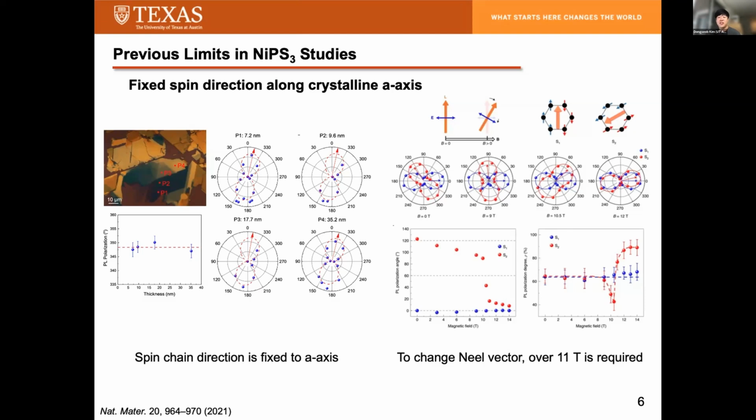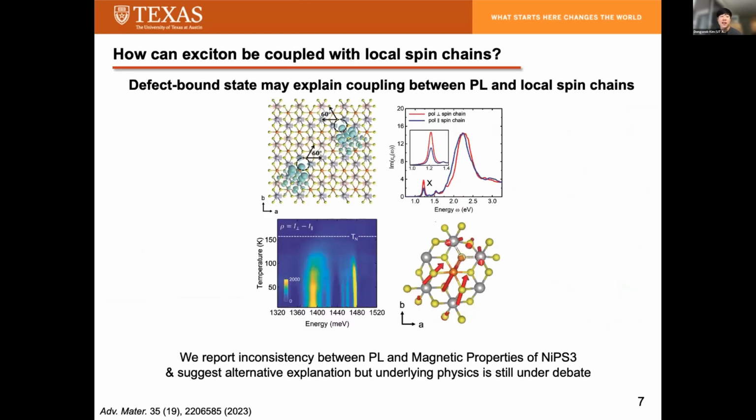Of course, since they are magnetic materials, if you give an external magnetic field, you can flip the spin directions, but from the observation, it requires a very high magnetic field, over 11 Tesla. So it's not that ideal for spintronic applications now. From these limits of the previous studies, we asked some questions and tried to find the answers.